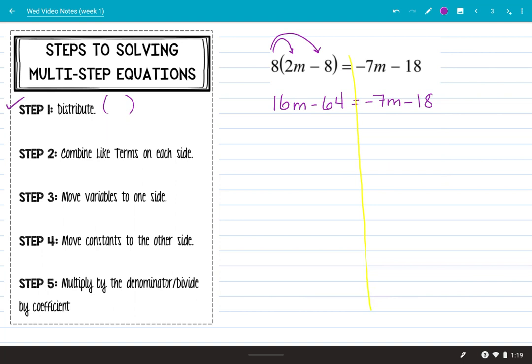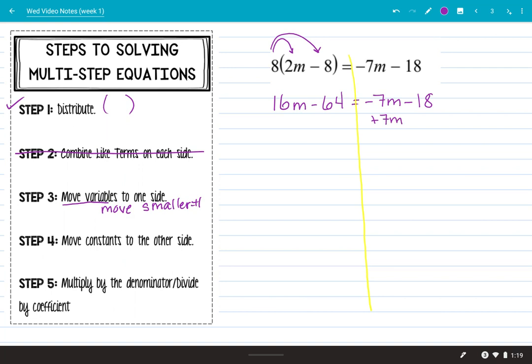Now we look at step 2. Do we have any similar terms on the same side? The left side, I have a variable and I have a constant. Same thing with the right side. Nothing's the same on one side, so I am not going to do step 2. Now, step 3 is we want to move the variable. I like to move the smaller one because I don't like working with negatives. I'd rather have a positive, so that's what I'm going to do. Move smaller number. So negative 7m is much smaller than 16m, so I'm going to move that one.